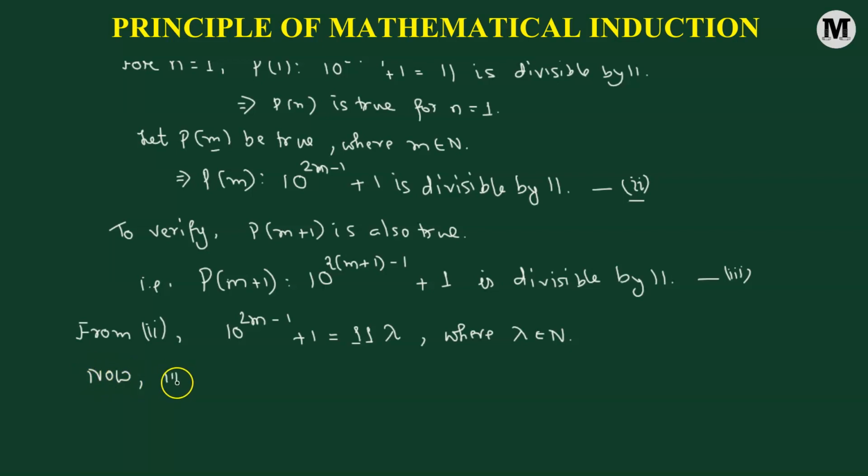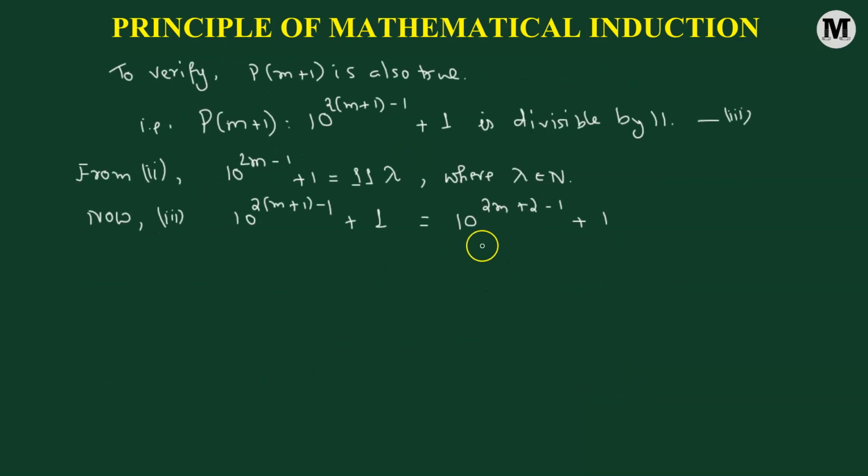Now from statement number 3, let's take only the expression 10 raised to the power of 2 times m plus 1 minus 1 plus 1. So we're going to rewrite this expression. So this is going to be 10 raised to the power of 2 times m plus 2 minus 1 added to 1. Now here, using the law of exponents, we can rewrite the first term as 10 raised to the power of 2 times m minus 1 multiplied to 10 squared added to 1.